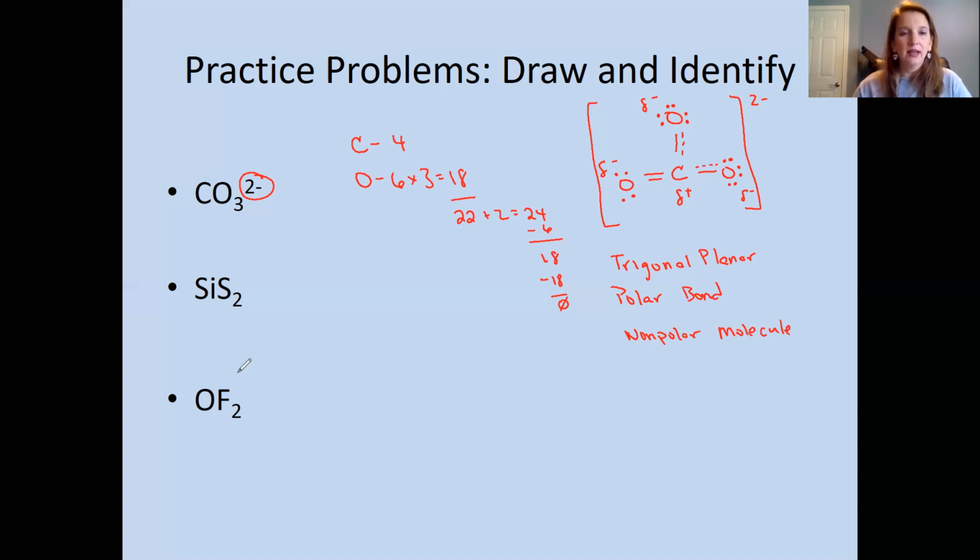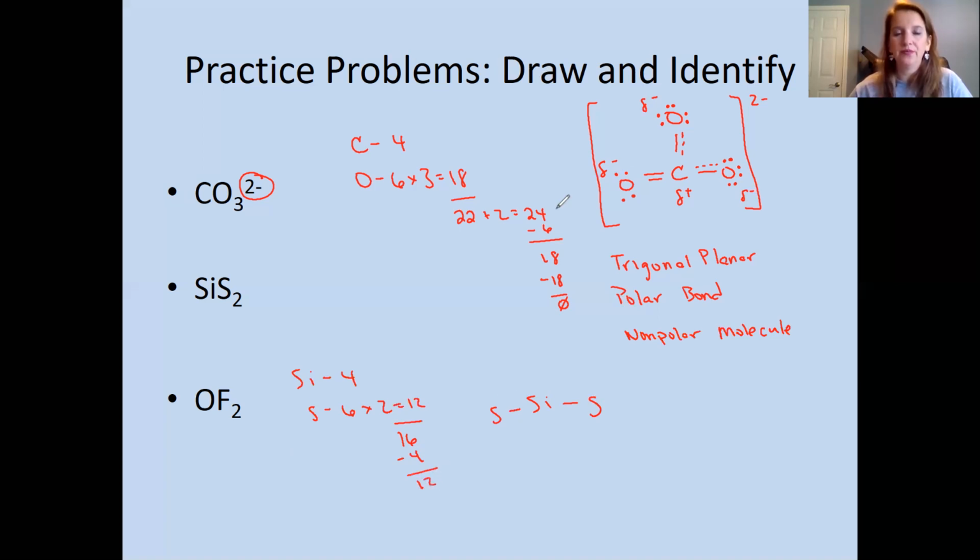All right, let's look at SiS2. Si has 4 valence electrons. S has 6 times 2 is 12. So that means we have 16 total electrons. Which atom, the Si or the S, is going to go in the center? Si would go in the middle, connecting the S atoms to it. So we used 4 electrons because we only made 2 bonds. So we have 12 left.